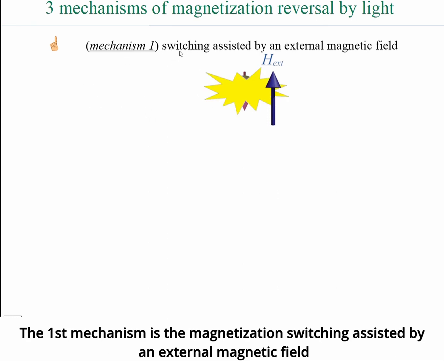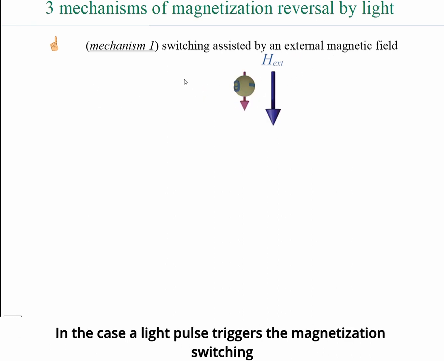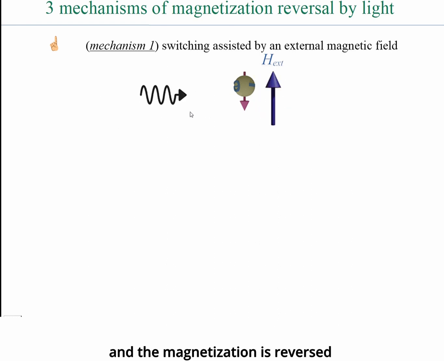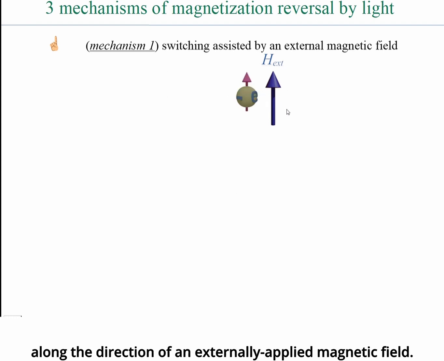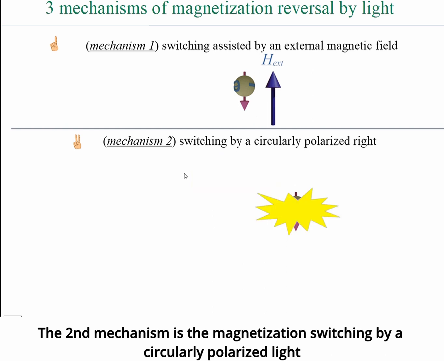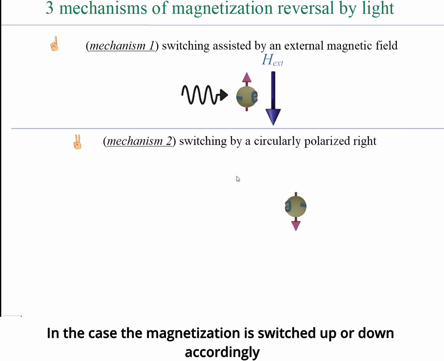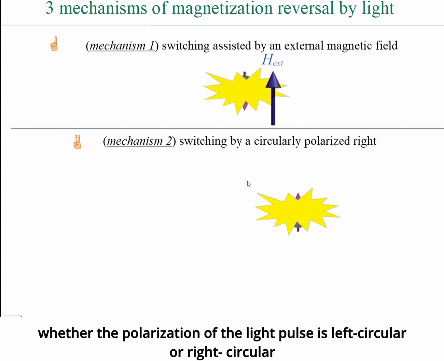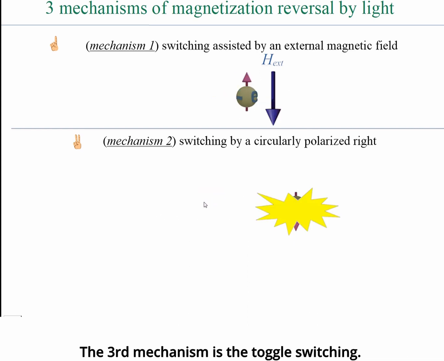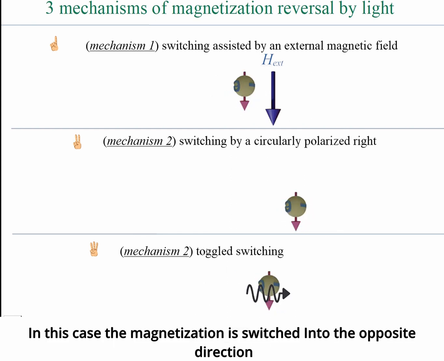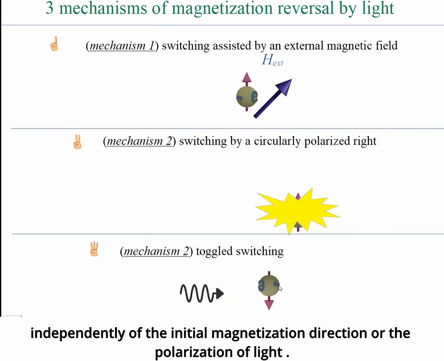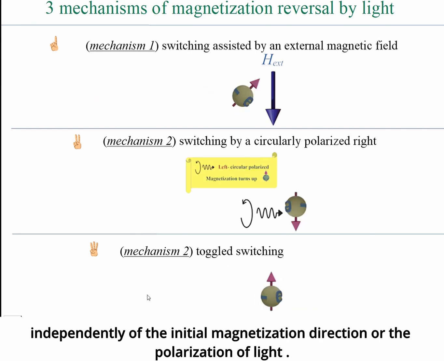The first mechanism is the magnetization switching assisted by external magnetic field. In this case, a light pulse triggers the magnetization switching and the magnetization is reversed along the direction of externally applied magnetic field. The second mechanism is the magnetization switching by circularly polarized light. In this case, the magnetization is switched up and down accordingly whether the polarization of light pulse is left or right circularly polarized. The third mechanism is the toggle switching. In this case, the magnetization is switched into the opposite direction independently of the initial magnetization direction or the polarization of light.